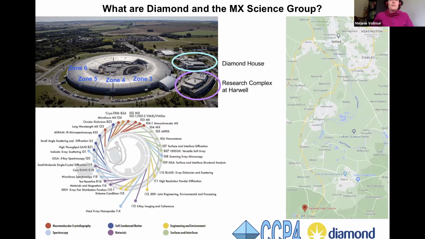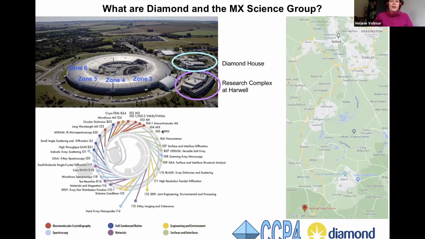The synchrotron building itself is made up of a ring. That's the accelerator. And you've got DIAMOND House here, where all of the admin stuff is and the thinking goes on. And you've got the research complex, which is a facility where we have some labs and we make use of some of the lab space.